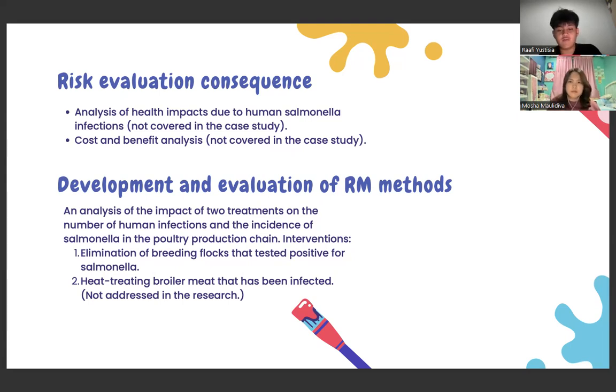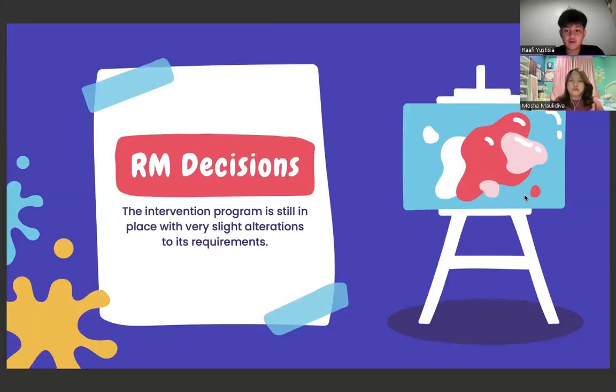Development and evaluation of RM methods: an analysis of the impact of two treatments on the number of human infections and the incidence of Salmonella in the poultry production chain. Interventions: the first one is elimination of breeding flocks that tested positive for Salmonella. And the second one is heat treating broiler meat that has been infected, which is not addressed in the research. RM decisions: the intervention program is still in place with very slight alteration to its requirements.